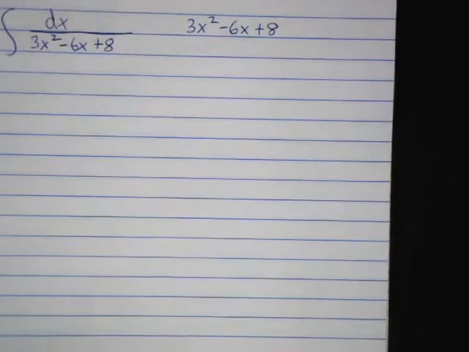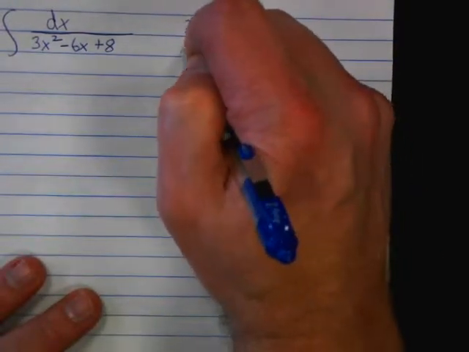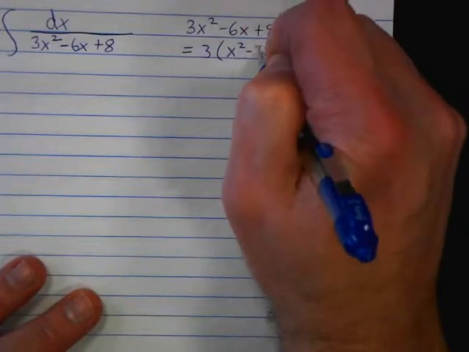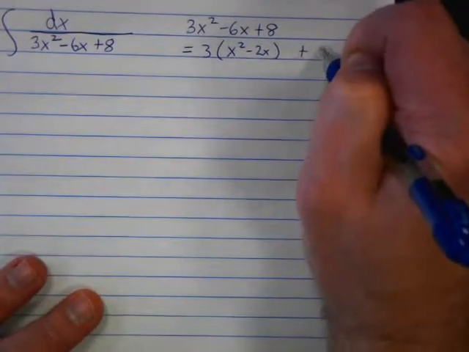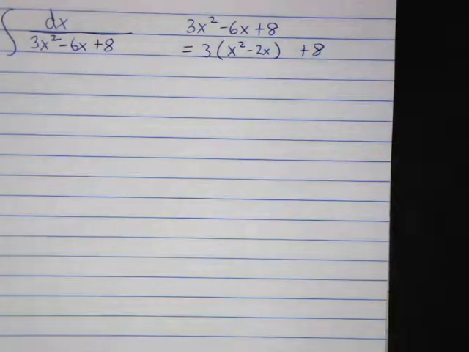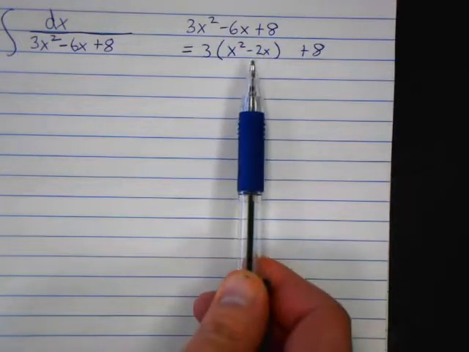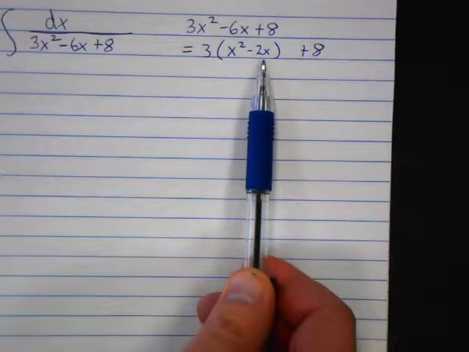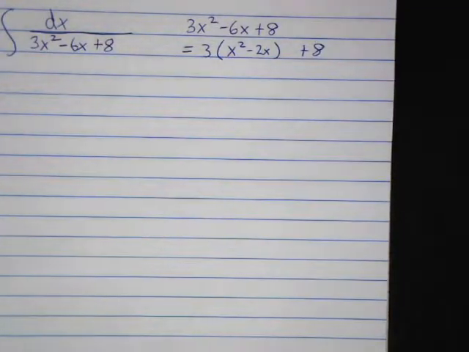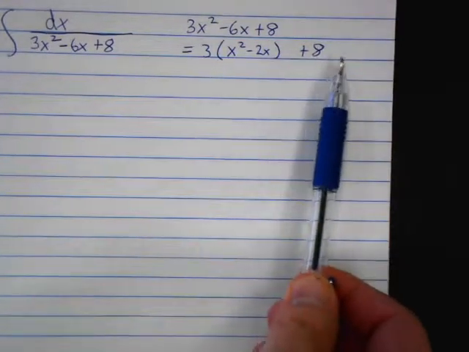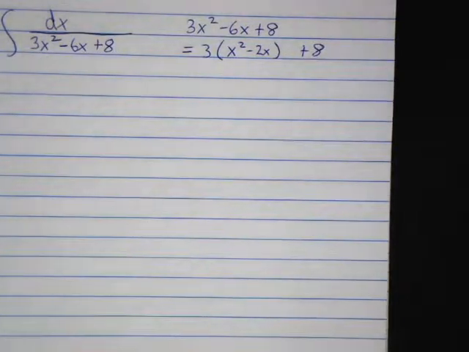So what I'm going to do is factor that out of the first 2 pieces. I'm going to write this as 3 times x squared minus 2x, plus 8. I only factored out of the first 2 pieces because it's only the first 2 pieces that I need to use in order to complete my square. I can't take the 8 right out, because remember when we get done we need x squared plus a squared. So I need that number 8. I'm going to need it for my inverse trig form when I get done.